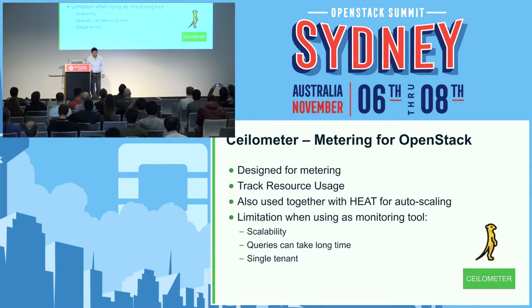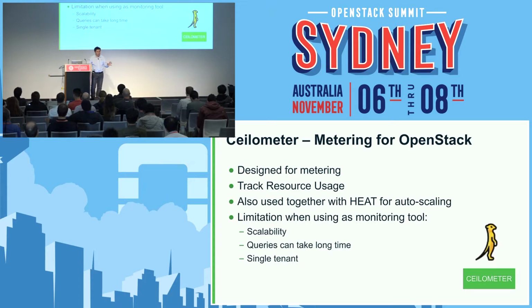So Ceilometer has been developed in the community for a couple of years. Initially, it was designed for metering purposes. It's really useful to help you keep track of the resource usage and the notifications from each individual component inside OpenStack, which is very good. Some people even trick it to use it for auto-scaling by combining it with the Heat orchestration engine. So this is also a good way to do it.